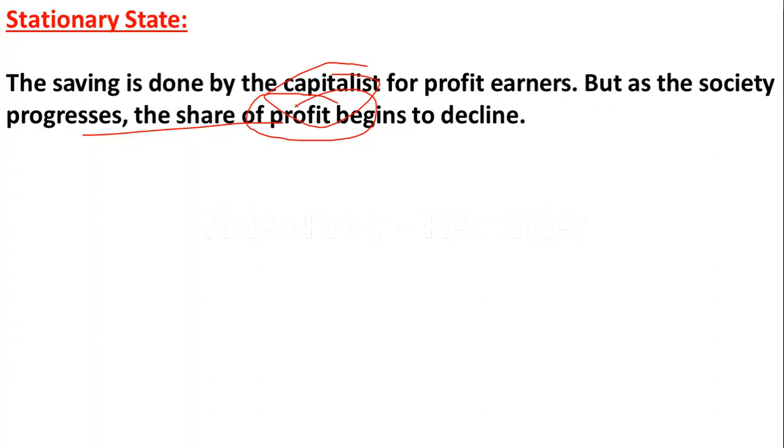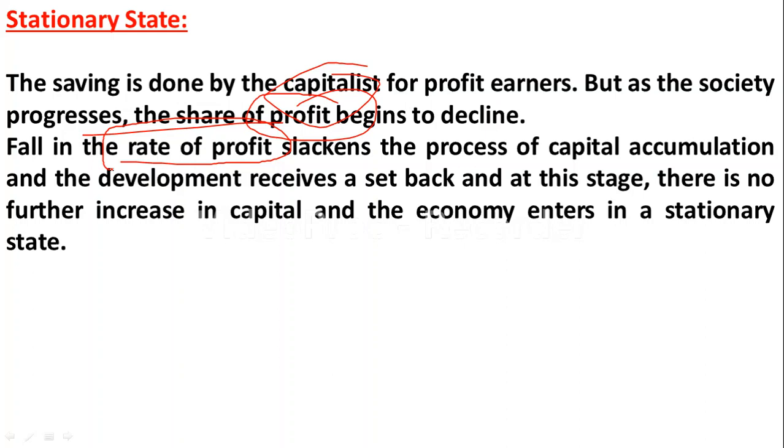This fall in the rate of profit happens because the capitalists start competing with each other. When they start competing with each other, wages will rise. When wages rise, their profit level is going to decrease. When profit decreases, it is going to slacken the capital accumulation. Capital accumulation is going to decrease here. So again the economy will come back to the same stage, where there is no increase in the capital, and the economy is going to reach the stationary state.